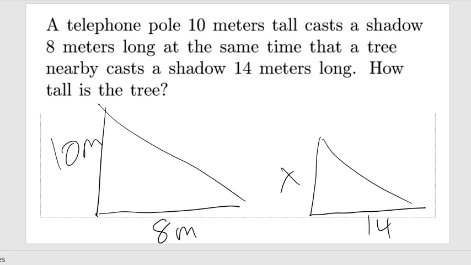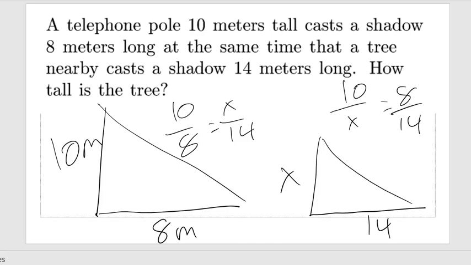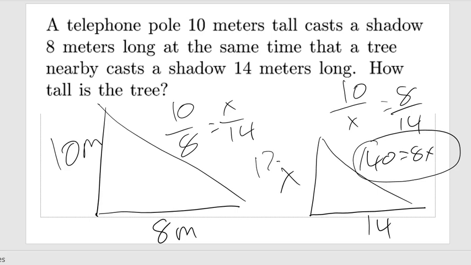You can set it up as 10 over 8 equals x over 14, or you can set it up as 10 over x equals 8 over 14. Both answers would be fine. You can get 140 equals 8x. Probably going to get a decimal, I think. So you can do either way, but no matter what, you're going to get this when you cross multiply, and you will get 17.5 meters for an answer.